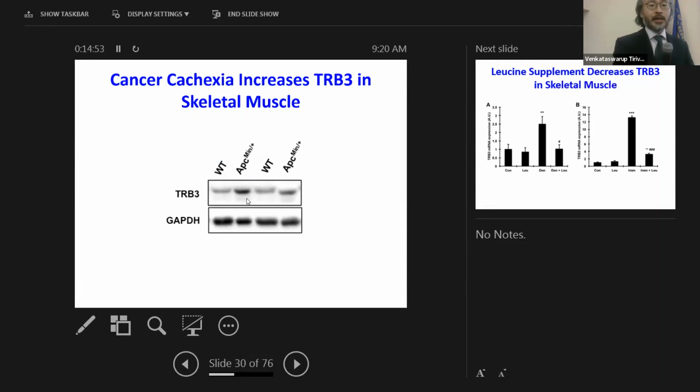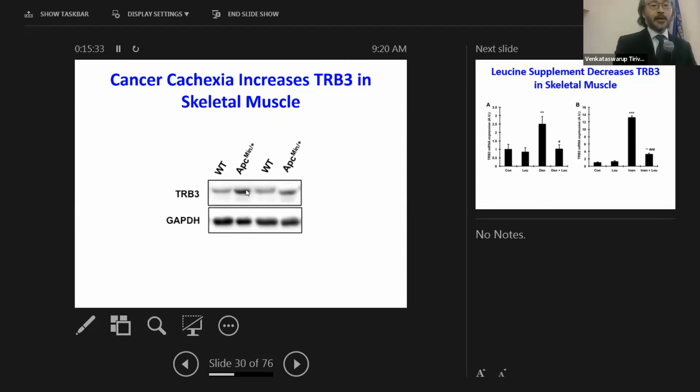As you can see here, TRB3 expression was significantly elevated in the muscles from the APC min mice. I don't have the data here, but in our preliminary data, we also found that if we implant LLC, Lewis lung cancer cells, under the skin near the quadriceps muscle, we induce cancer cachexia. That's another way we can mimic the cancer cachexia model. We isolated the muscle after that and saw a similar result. But that's quite preliminary, so I did not include the data here.